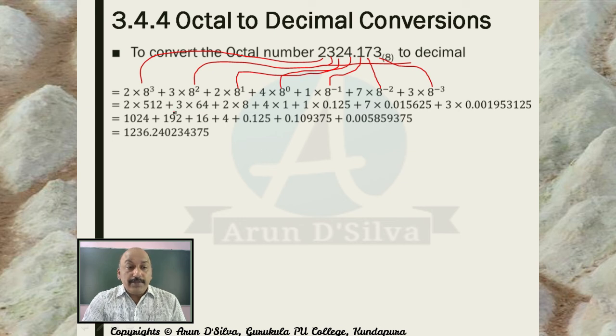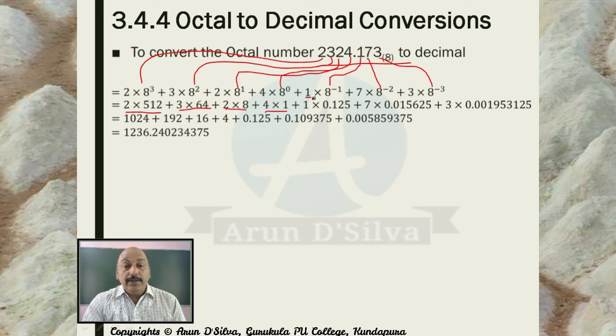Now you have to take the product of these and then add. 8 to the power 3 equals 512, so I note down 2 into 512. 8 to the power 2 is 64, so 3 into 64. 8 to the power 1 equals 8, so 2 into 8. 8 to the power 0 equals 1, which we have learned in maths: any number to the power 0 equals 1. So that means 4 into 1.